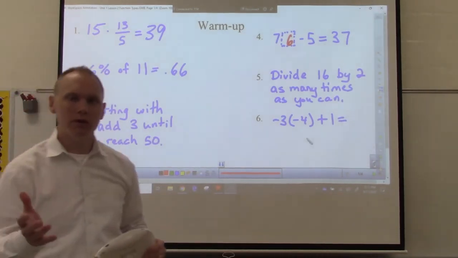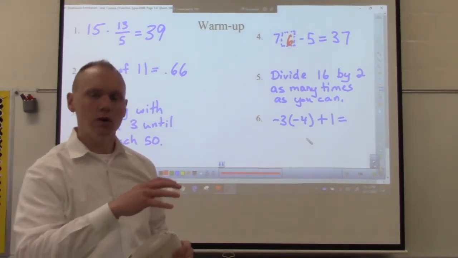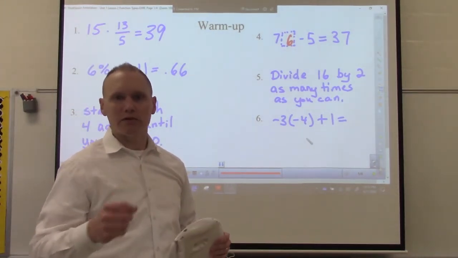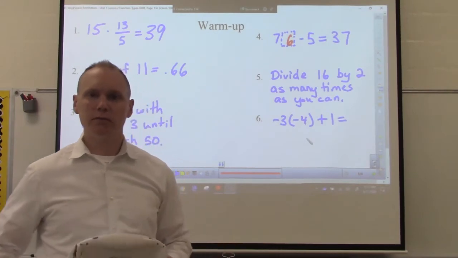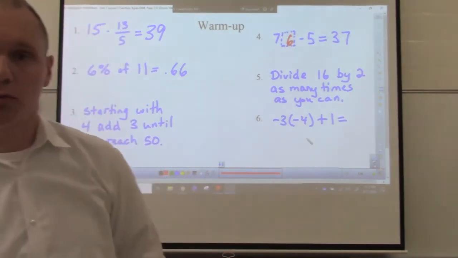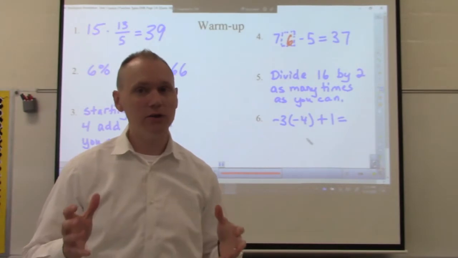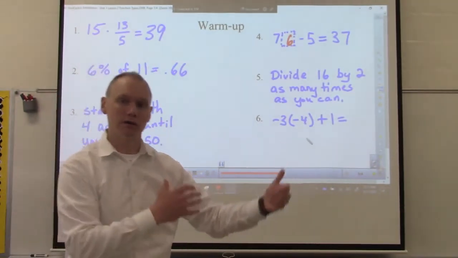So lastly here, we have 2 negatives multiplied here plus 1. I want to take a moment and kind of go back to 2 negatives make a positive. We've heard that before, right? 2 negatives make a positive, at least when we're multiplying. Obviously, when we're adding two negatives together, we're still going to get an even greater negative.